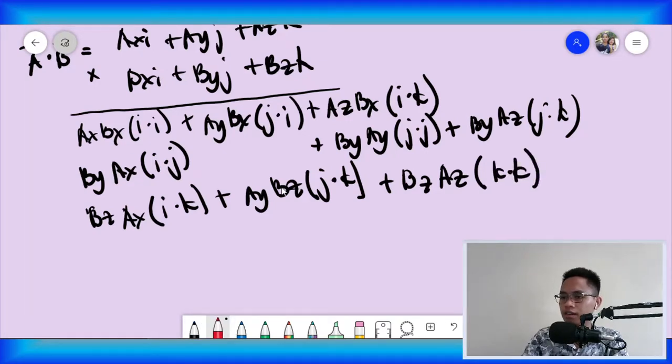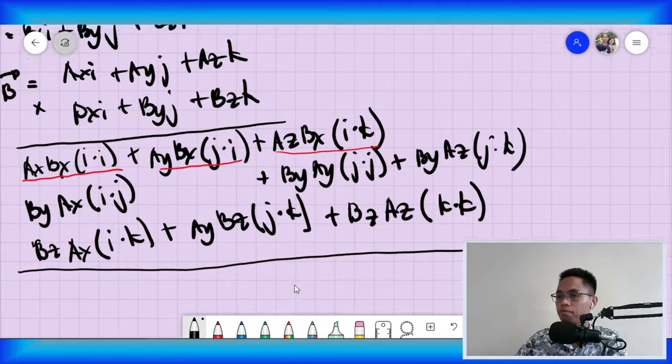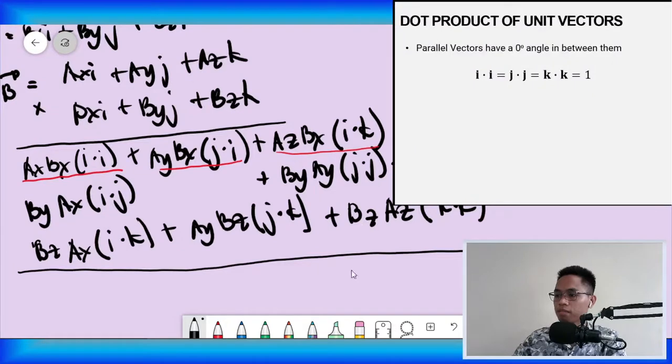So again, this would be AX BX I dot I, AY BX J dot I, AZ BX I dot K. In the longhand, we just add them all together. But take note, based on our concept here, parallel vectors have zero angle in between them, and that should be equal to 1, meaning I dot I is simply equal to 1.